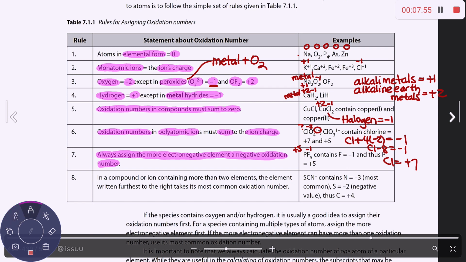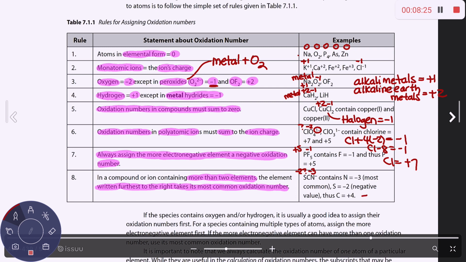Last thing, if you've got something that has more than 2 elements, then the element that is written furthest to the right takes its most common oxidation number. So if I'm looking at SCN -1, N is usually a -3. So assign it a -3, then look at S and C. The more electronegative element between S and C is S. Assign S its usual charge, which is a -2. Then we can calculate carbon.